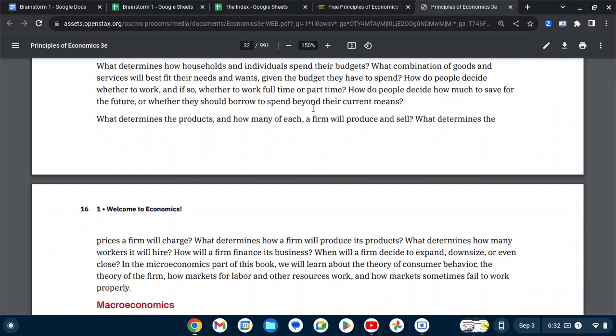What determines the products and how many of each a firm will produce and sell? What determines the price a firm will charge? What determines how a firm will produce its products? What determines how many workers it will hire? How will a firm finance its business? When will a firm decide to expand, downsize, or even close? In the microeconomics part of this book, we will learn about the theory of consumer behavior, the theory of the firm, how markets for labor and other resources work, and how markets sometimes fail to work properly.